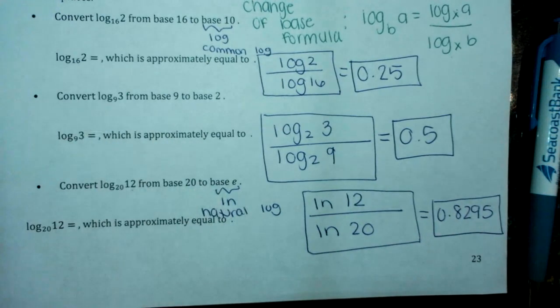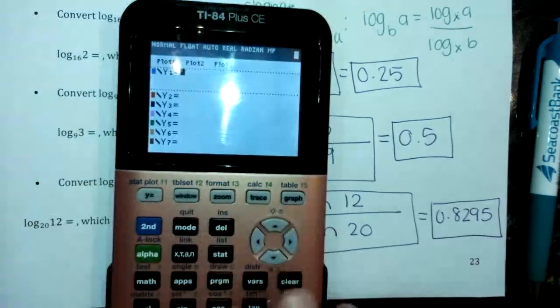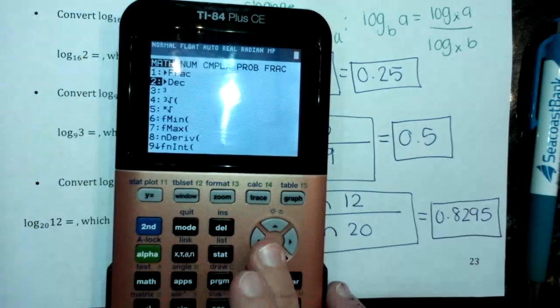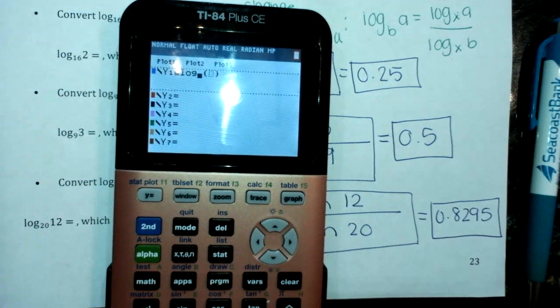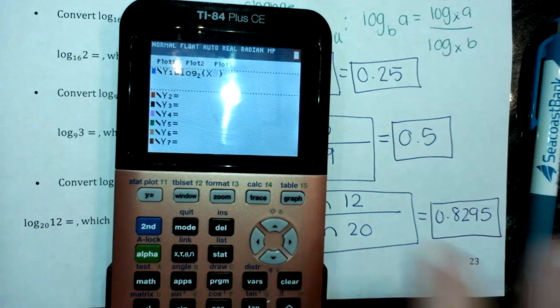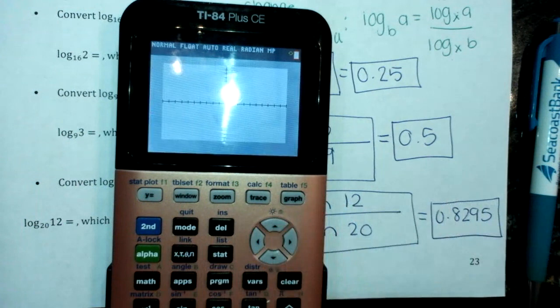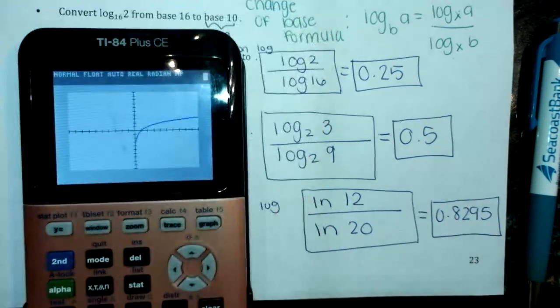Most of the time, notice it wants the exact answer. It does not want a decimal, so we have to simplify logs by hand. But if you need to plug it in, that's how you can do that. You can also do that in your y equals. Use the math button, scroll all the way down to log base. You can do log base 2 of x, and it will graph that for you. So kind of cool.